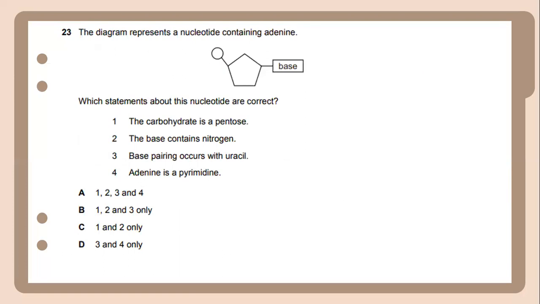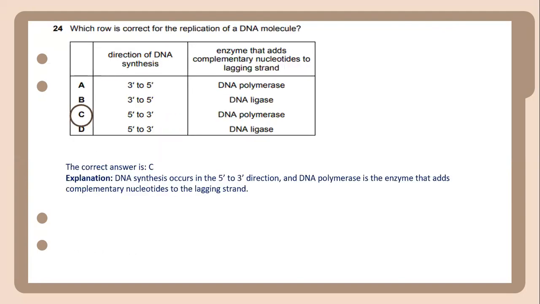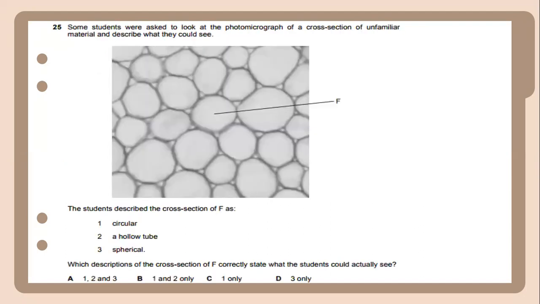And 23, the diagram represents a nucleotide containing adenine. Which statements about this nucleotide are correct? The answer will be the carbohydrate is a pentose, the base contains nitrogen, and base pairing occurs with uracil. 24, which row is correct for the replication of the DNA molecule? The answer will be C, because DNA synthesis occurs in the 5 to 3 direction, and DNA polymerase is the enzyme that adds complementary nucleotides to the leading strand.